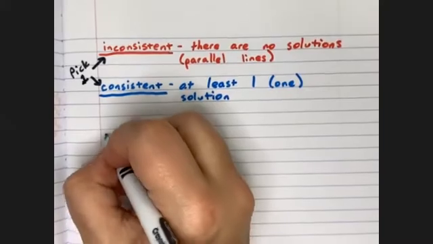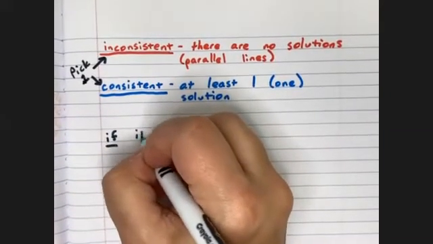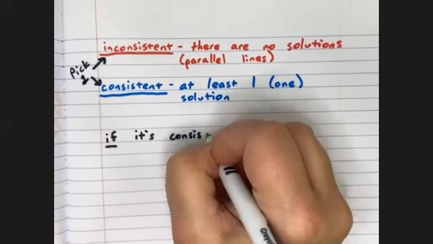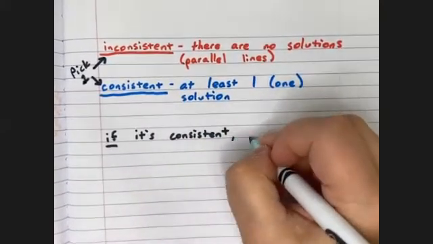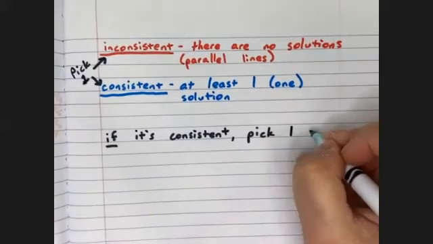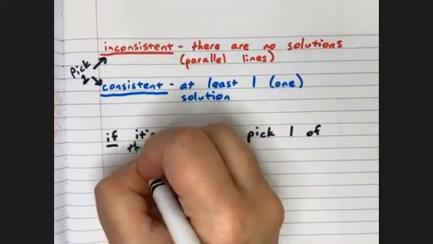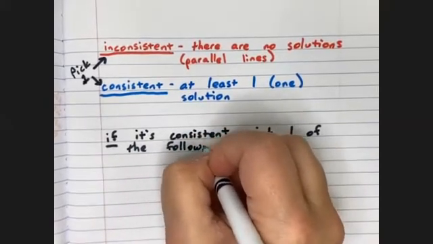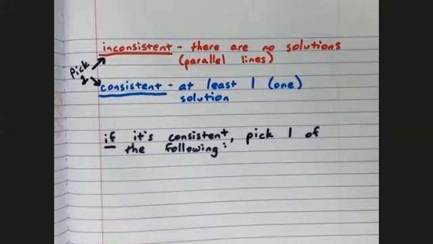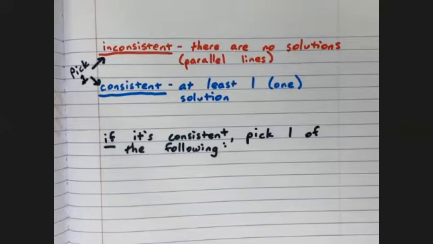Now, if it's consistent, then you're going to pick one of the following. So if it's inconsistent, that's the only term that's going to go with it. So if you see something that says it's inconsistent and dependent, or inconsistent and independent, those are not the right answers. You can immediately rule those out because that makes no sense. Inconsistent just means there's no solutions, so the other terms don't mean anything.